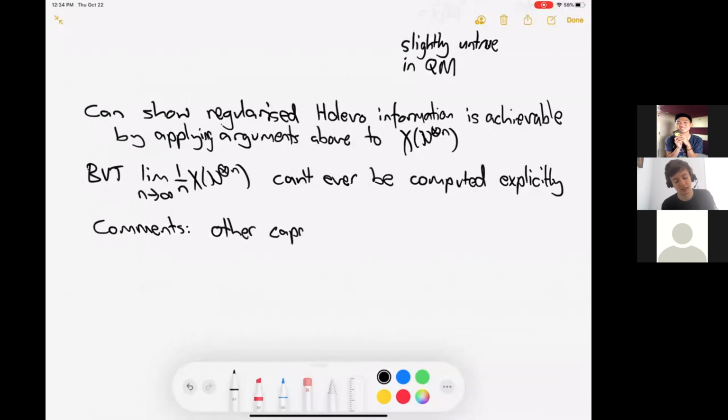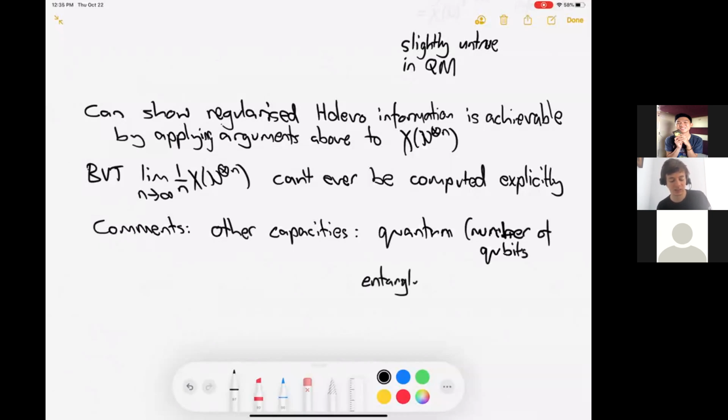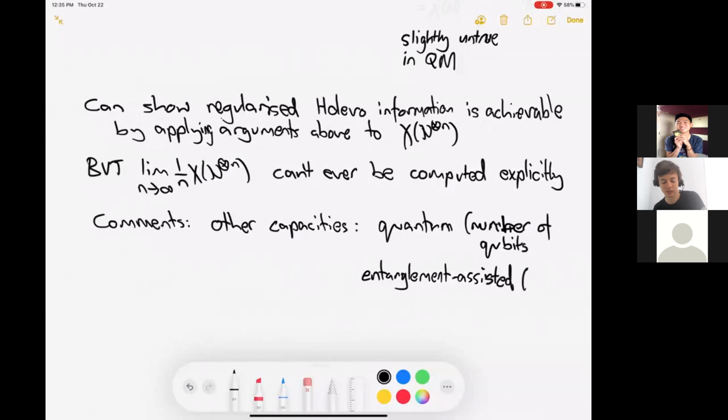Other capacities. We just considered the classical capacity of a quantum channel. You can also have the quantum capacity, i.e. the number of qubits that can be sent. You can have the entanglement assisted capacities for both classical and quantum, where you have access to Bell pairs shared between Alice and Bob, and you can use that to help. And it turns out this one actually, you don't need to do this limit over n thing. You can just work out an explicit formula.